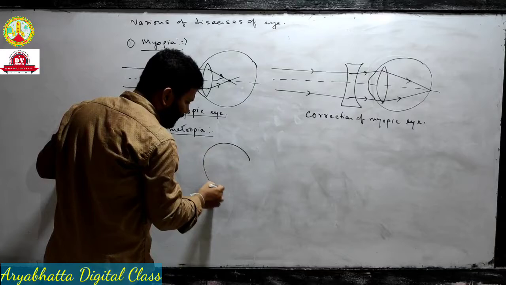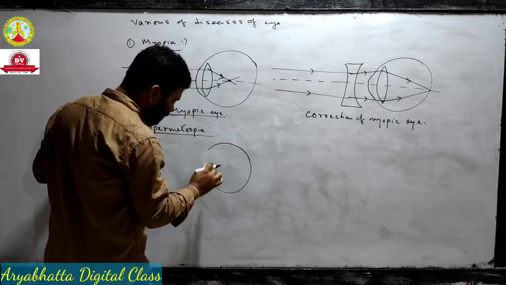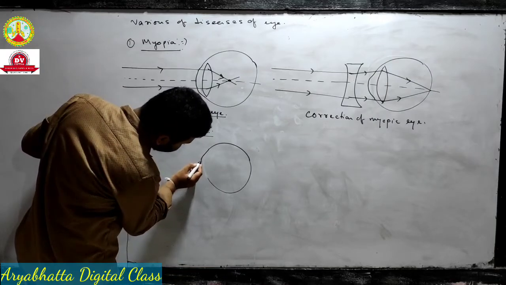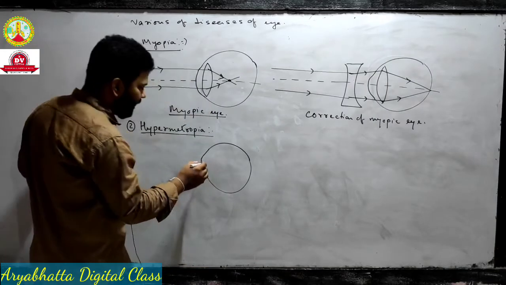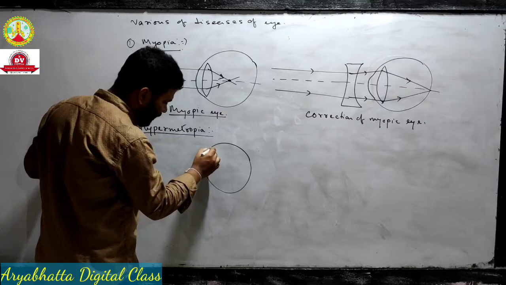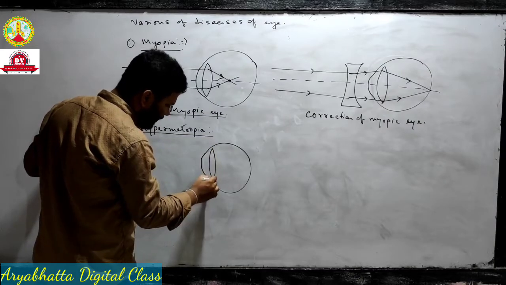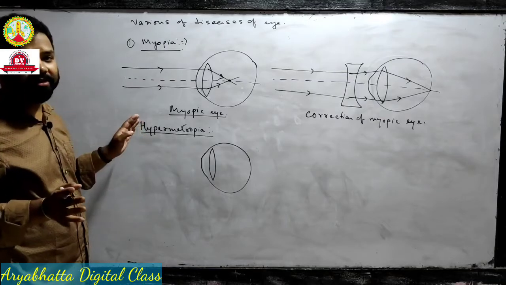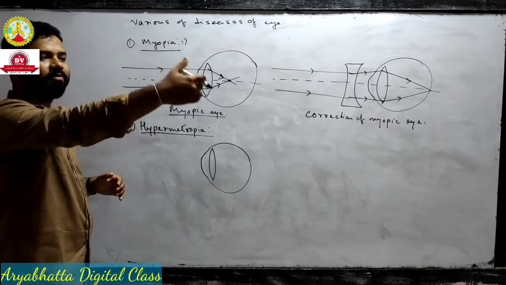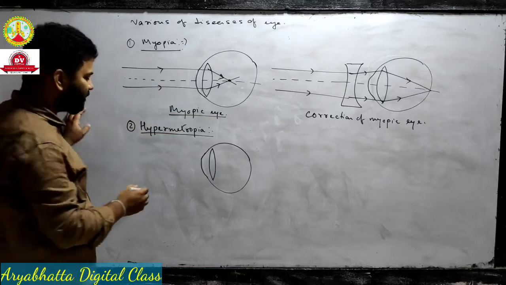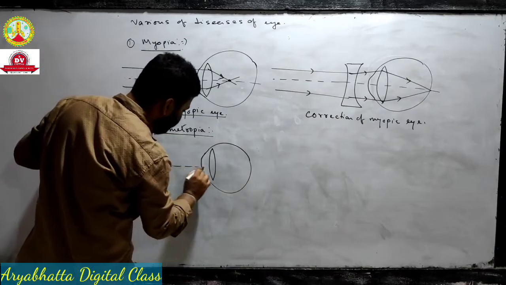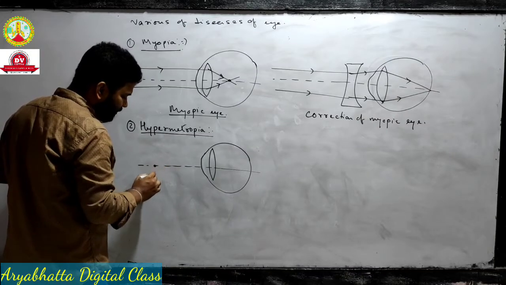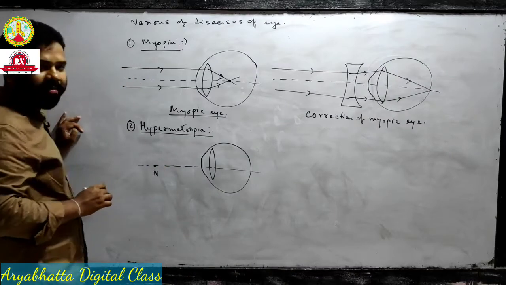So this one is the eye again, the front portion. The front portion is a little bit bulgier, and behind this is the cornea. Here we will have the lens. If a person is suffering from hypermetropia, it means he cannot see the nearby object, or an object placed at the least distance of distinct vision. This is the imaginary axis. Suppose this is the near point of a person.